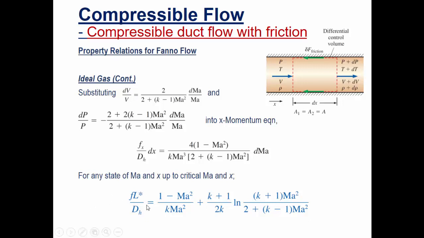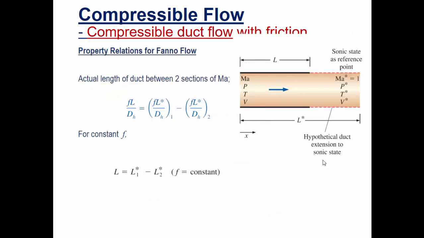Provided that we know the critical length and also the hydraulic diameter. But that is not a big problem. Most of the problems, the critical length and also the hydraulic diameter can be calculated, and we can find the actual length between two sections of Mach number, between two Mach numbers, by looking into the critical length of each section of the Mach number.